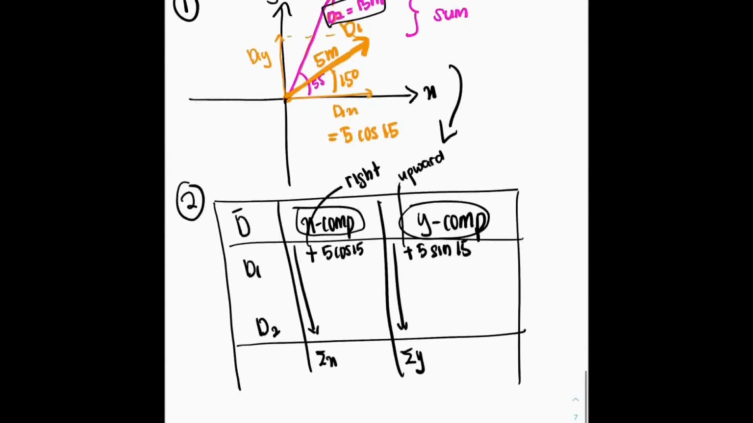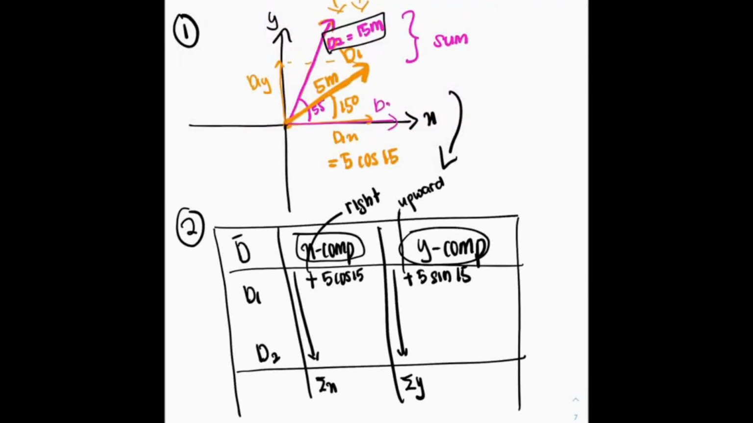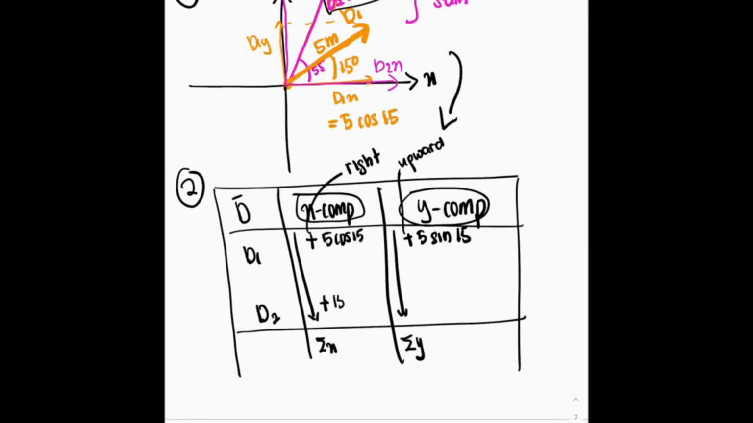Next, my D2 here has to be resolved into D2x. This is my D2x and this is my D2y. So my D2x will be positive still because it is to the right, 15 cos 55, and my D2y is going to become positive upward, 15 sin 55. So what you do now, you're going to total these two. You're going to add 5 cos 15 with 15 cos 55 in order to get the summation of x. 5 cos 15 plus 15 cos 55. Make sure your calculator is in degree mode. So you're going to get 13.43 meters.